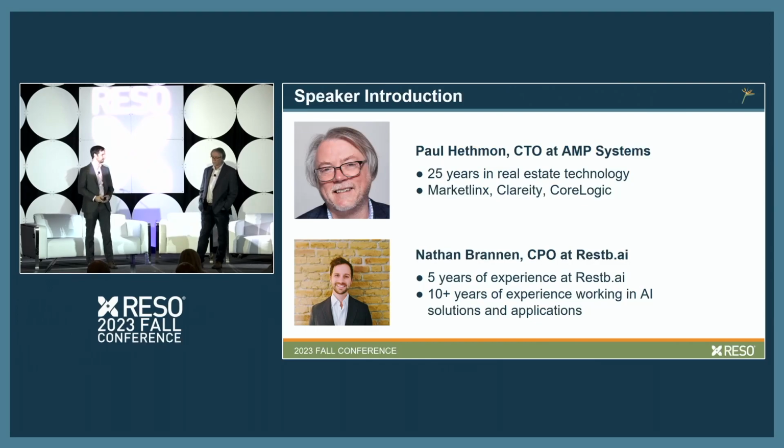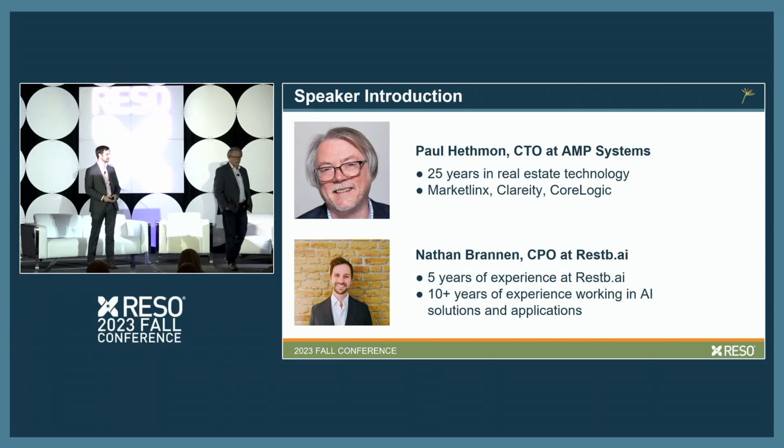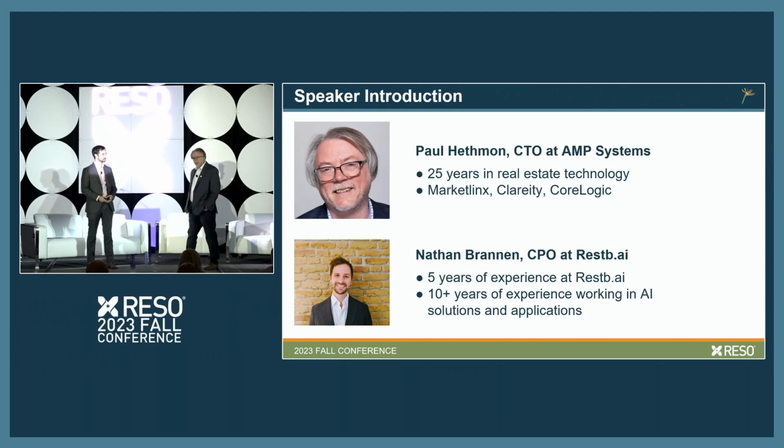You want to introduce yourself, Paul? Sure. Paul Hethmon, I'm CTO at AMP Systems, and this started out as a project we got going about video marketing, and we'll go into that in a little bit. Nathan and the team at Restb were very helpful for us, as well as adopting our RESO standards. I'm Nathan Brannen, the Chief Product Officer at Restb, where we focus on computer vision, or how AI understands imagery. That's what I'm passionate about: taking these cool new technologies and figuring out how we can apply them and help other people do the really cool things they want to do for their companies.